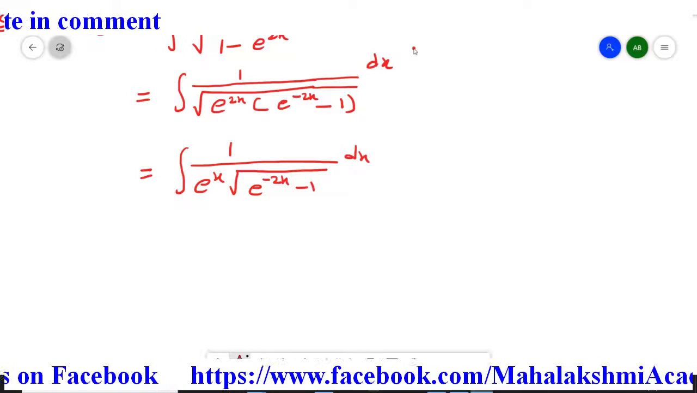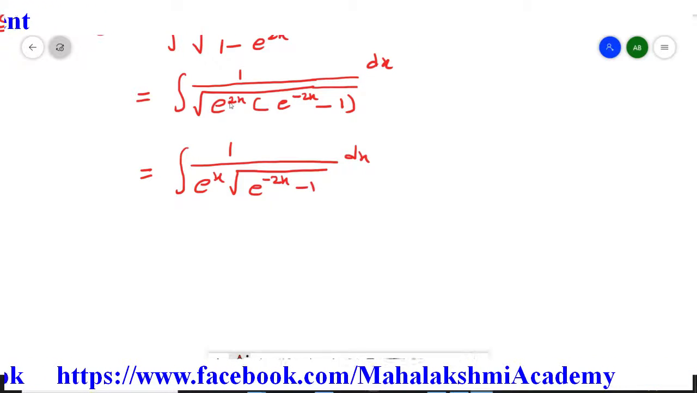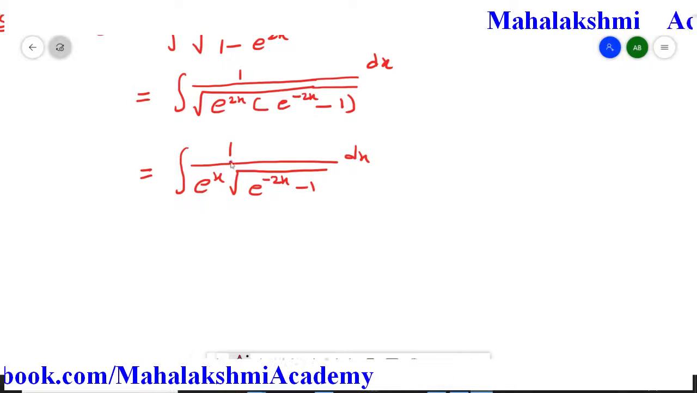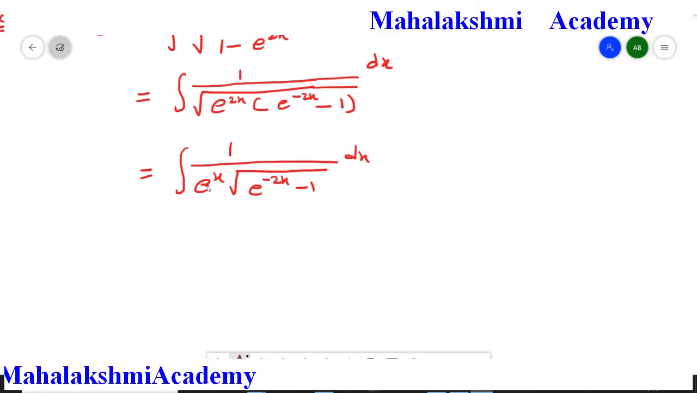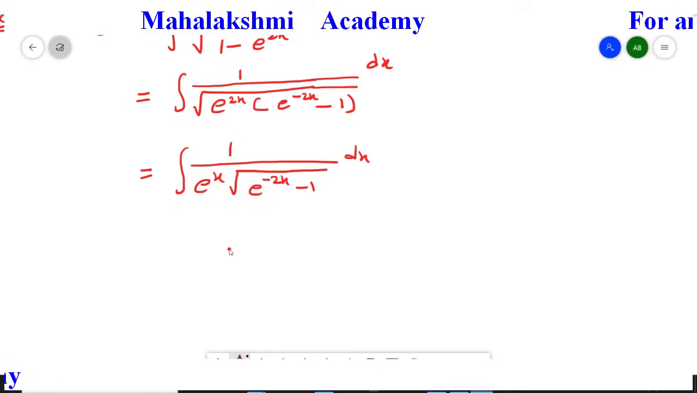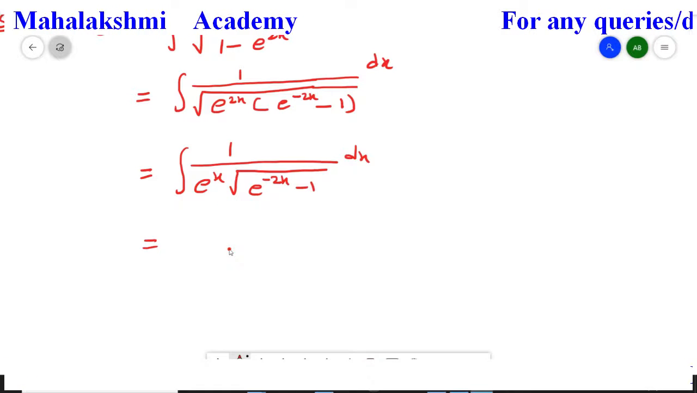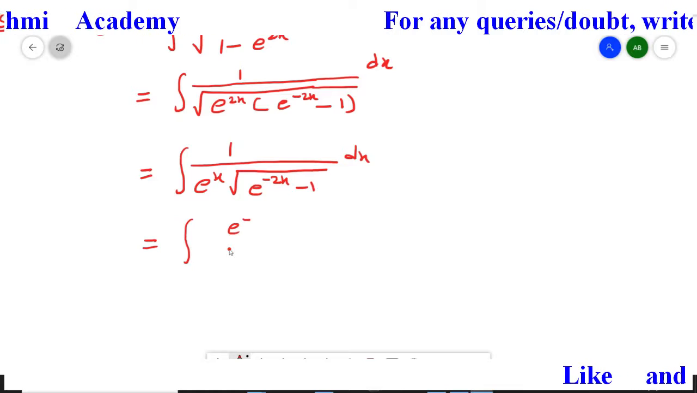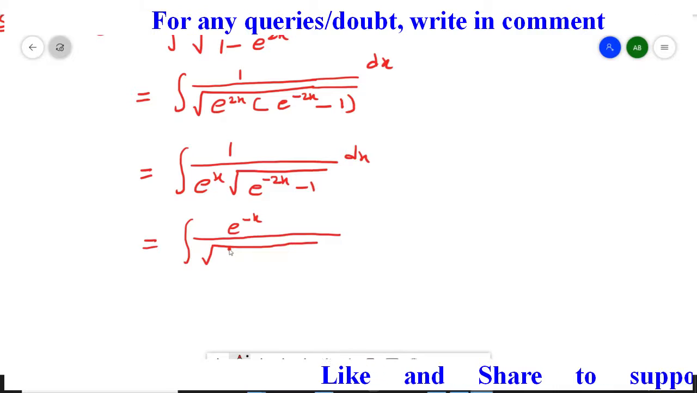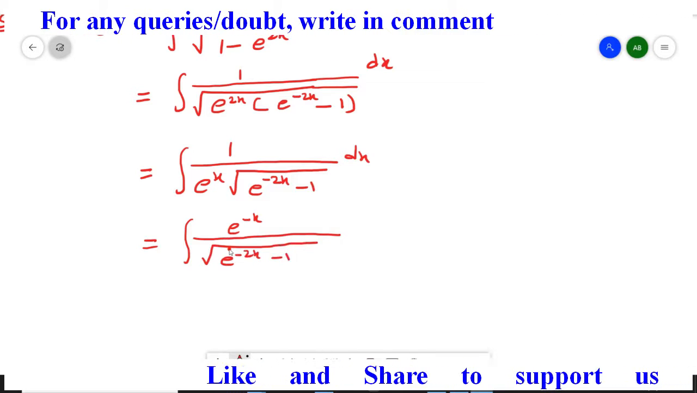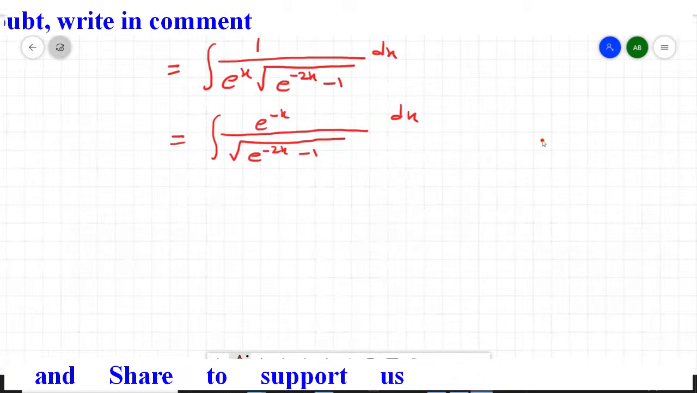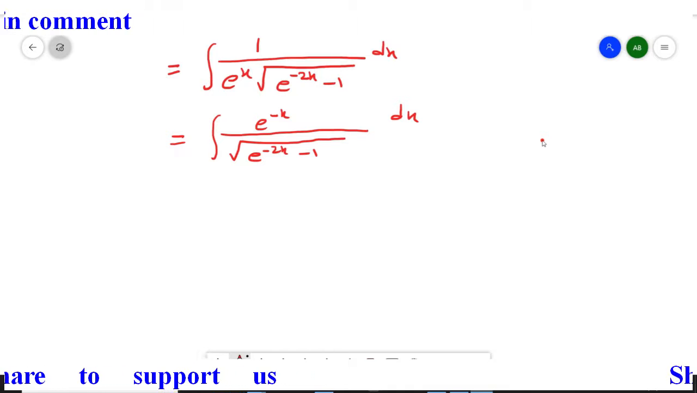Now, I hope it's clear to you. This square root and this square cancelled, so this e to the power x will come outside from the root. Now this is 1 upon e to the power x. So 1 upon e to the power x will go in the numerator and its power is going to be negative. So we'll write it as integration of e to the power minus x whole divided by square root of e to the power minus 2x minus 1 dx. Now we will go for the substitution method.